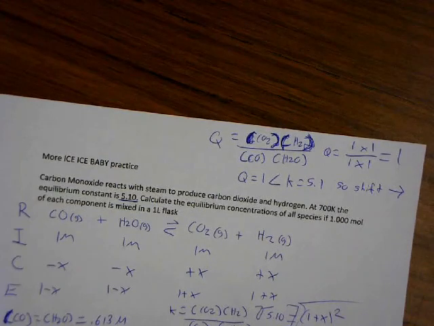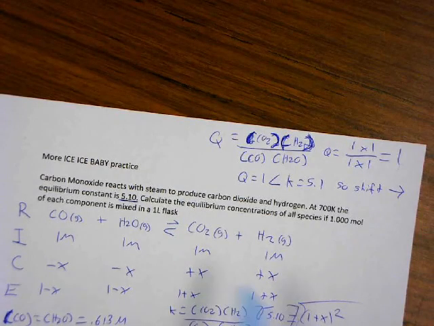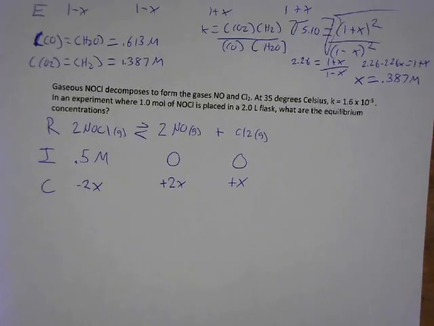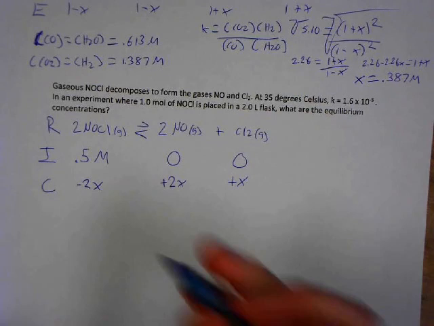The only reason we had to do Q is because it started with initial concentrations of both sides. On this one, if you don't know which way, there was no way to know which way this is shifting. So you have to just think, like, the gases are all there. You had to figure out which way it's shifting.